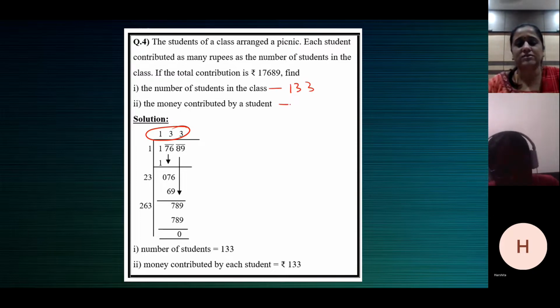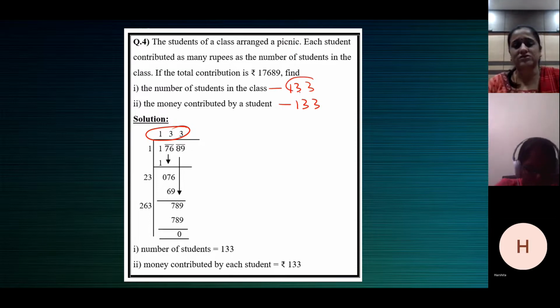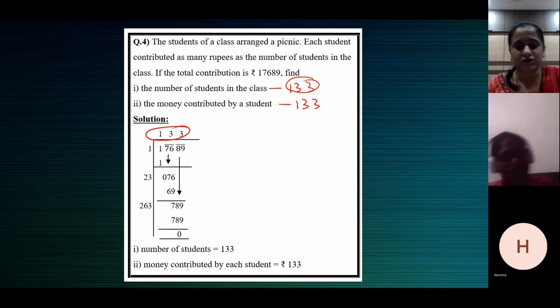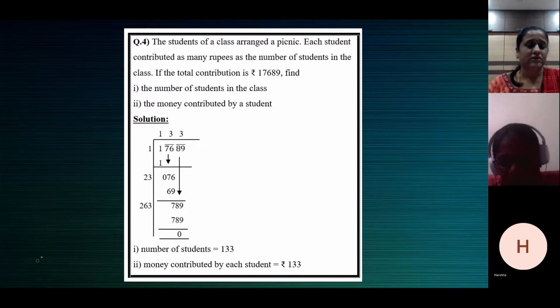The answer for the second subdivision is also 133. So number of students in the class, 133 students. And the money contributed by each student is rupees 133. So I think both of you got this one.